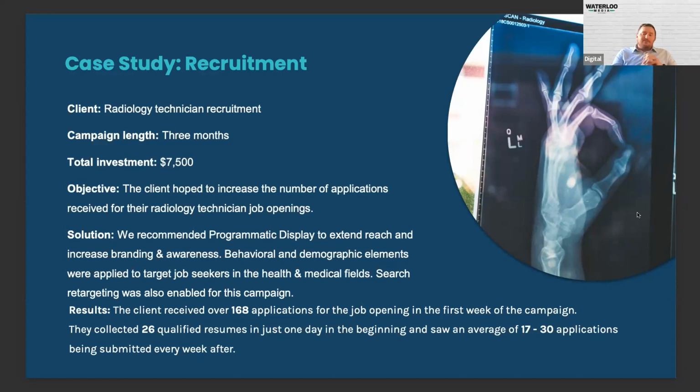And we actually collected 26 qualified resumes in one day, and saw an average of about 17 to 30 applicants being submitted every week after. So a lot of really good qualified candidates and a very successful way of tracking. They implemented conversion tracking and retargeting also in this campaign. That's why it's really beneficial to hit those researchers and drive them back to ultimately apply.